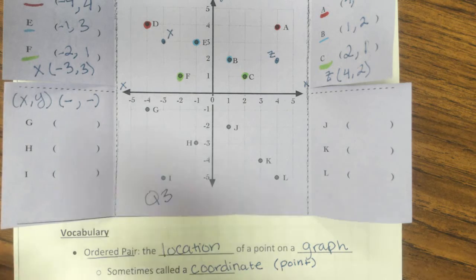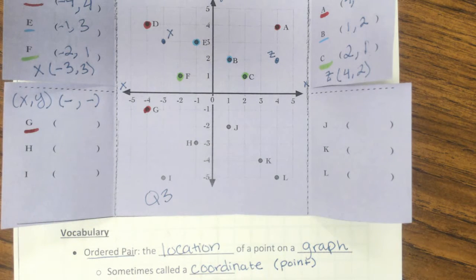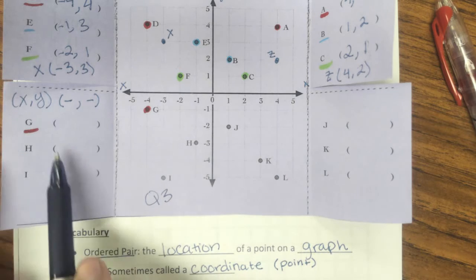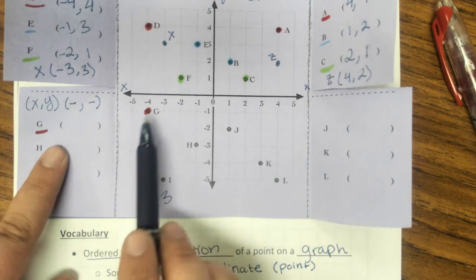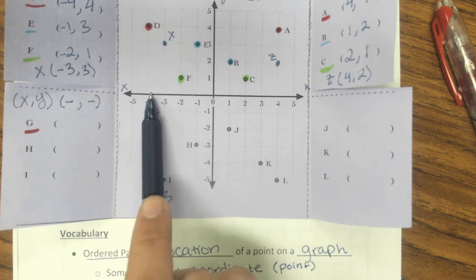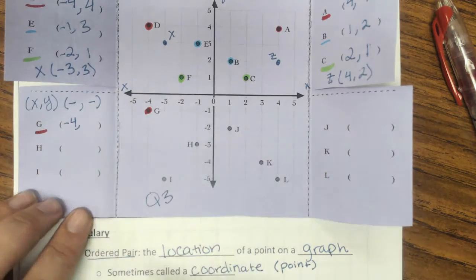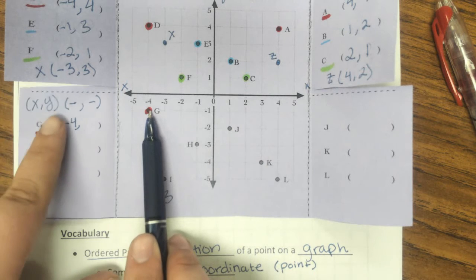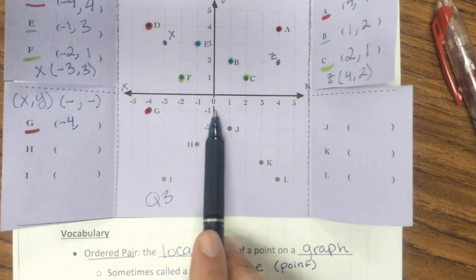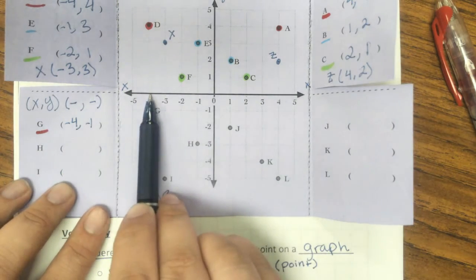Find point G. We're going to write an ordered pair for G. To write an ordered pair, we need x, then y. This is point G. The x value on the x number line is -4. Now I need a y value. The y value for G, or the number on the y number line, is -1. So G's ordered pair is -4, -1.